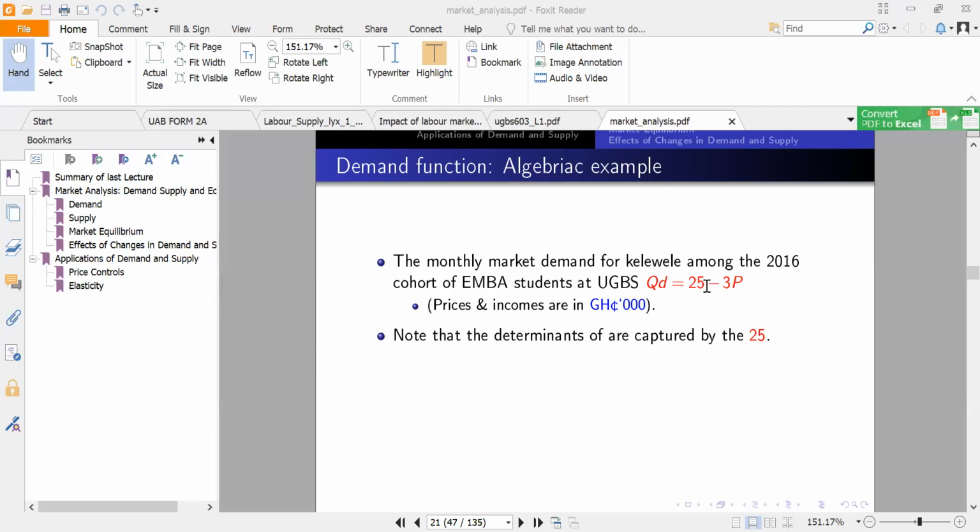These are all the things that people buy. Me going for 25 would depend on my own preferences, my taste, my income, and all those things. So we are saying that all the other determinants are captured in this constant 25 when price is 0.